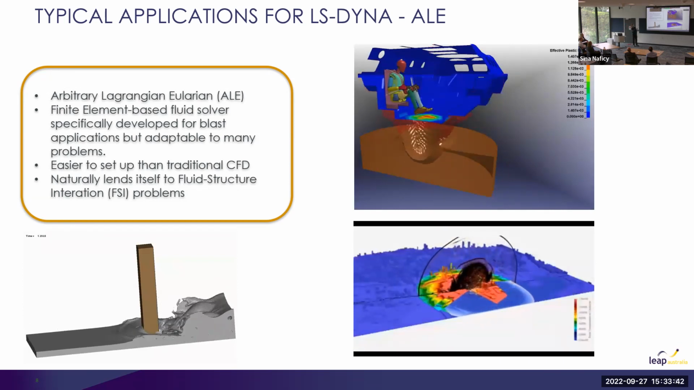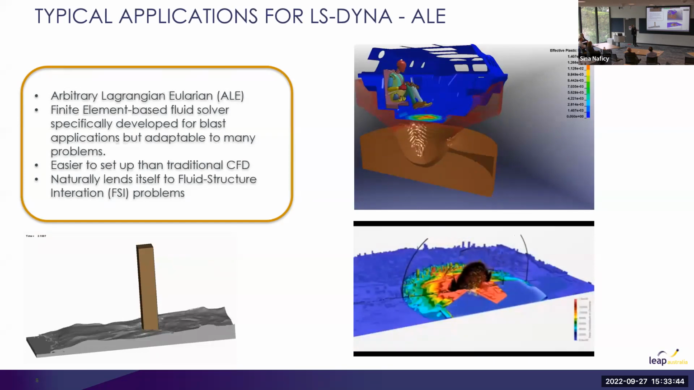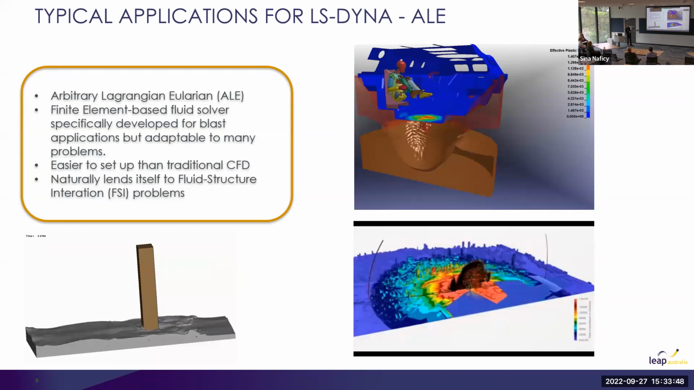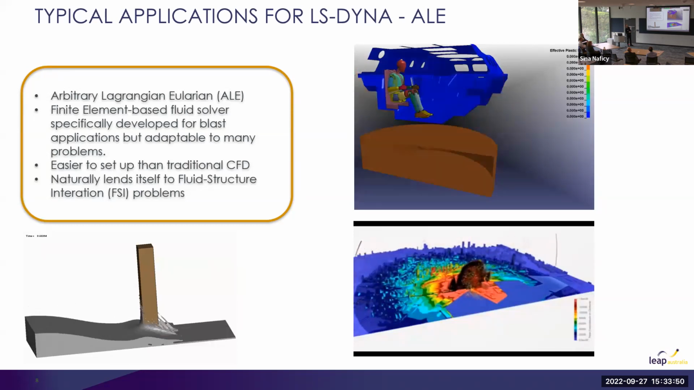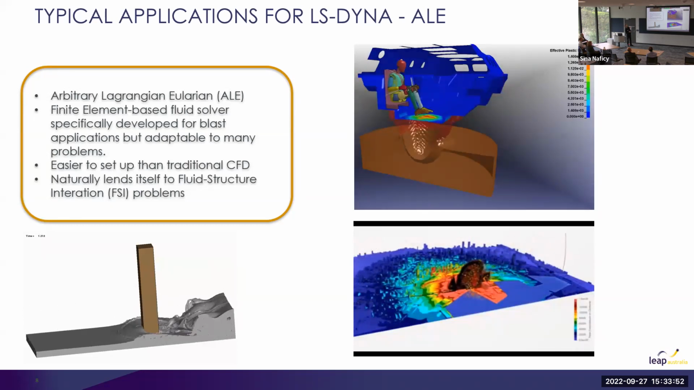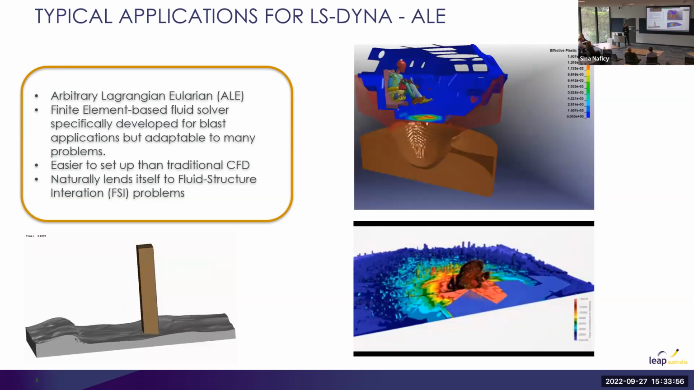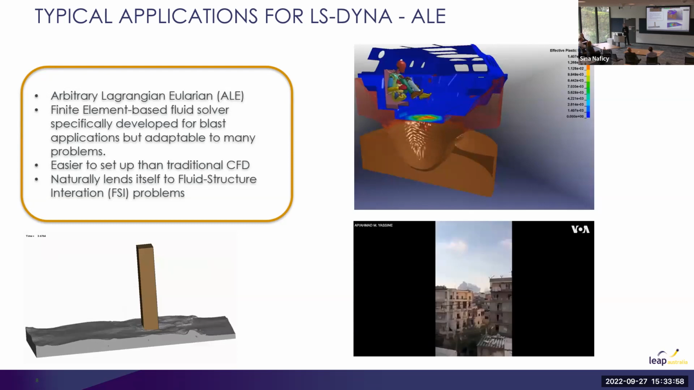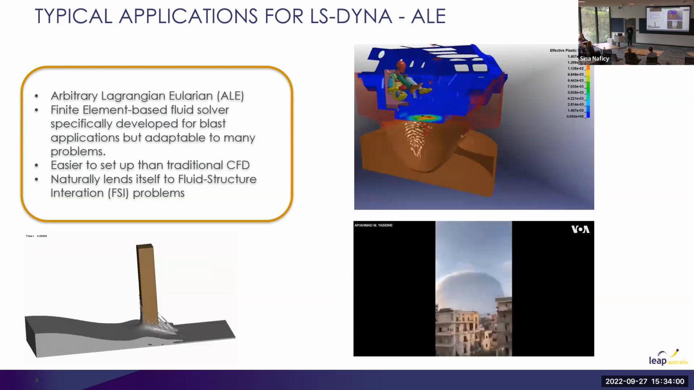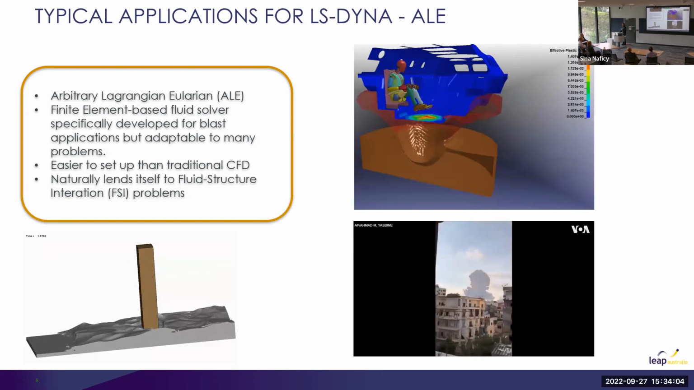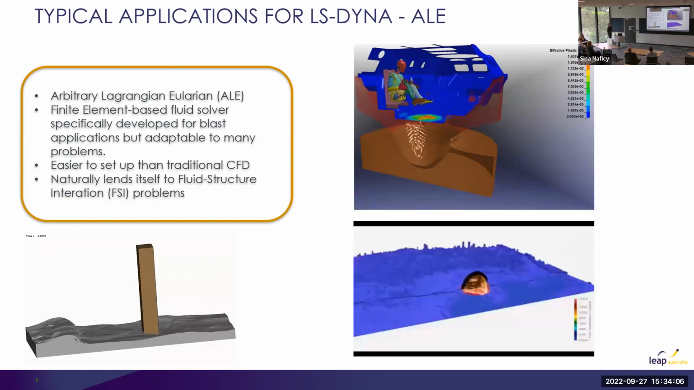Make sure I hit the right button. This guy, top right-hand corner, that is an IED blast under a defense vehicle. And you can see the impact and what it does to that guy's legs. This will often break shin bones. This is some sloshing simulation. And this is a simulation of that blast that happened in Beirut. So it has quite a diverse range of capability.